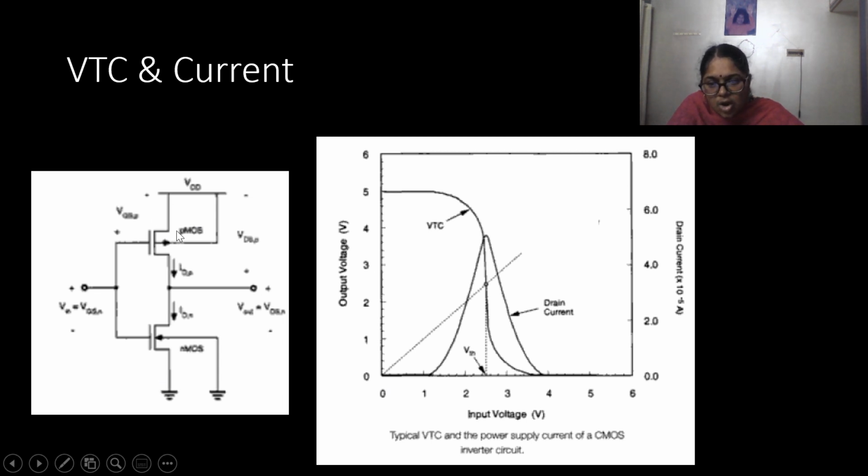Otherwise, if pMOS is off or nMOS is off, there is no path for the current to flow between VDD and ground. Thus, the point where both the transistors are on, at that point the current flows between VDD and ground, and we can see that there is a shoot up of the current between VDD and ground only at one particular point on the characteristics.